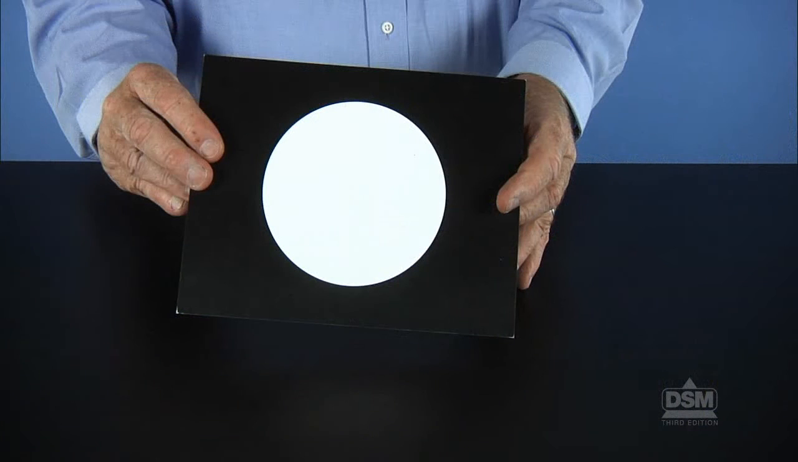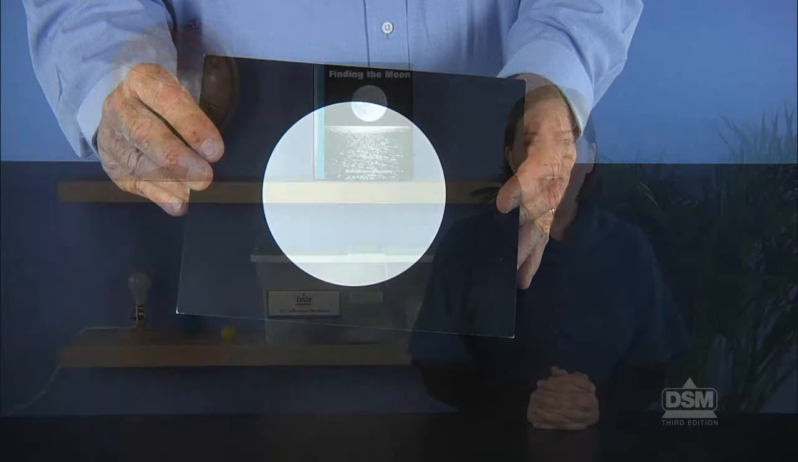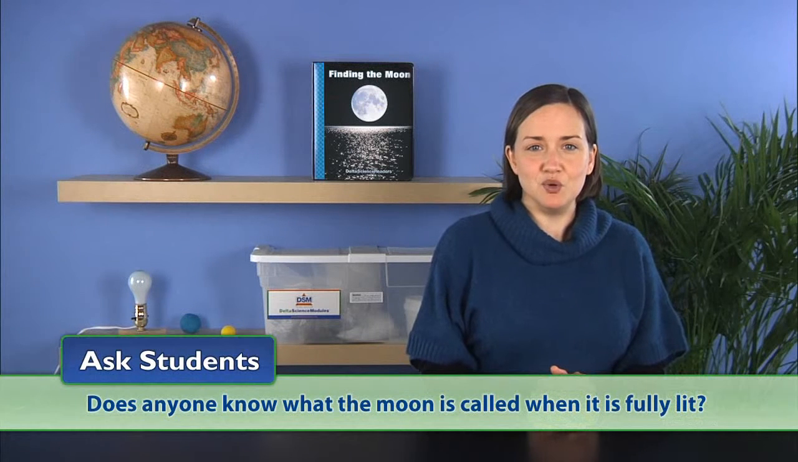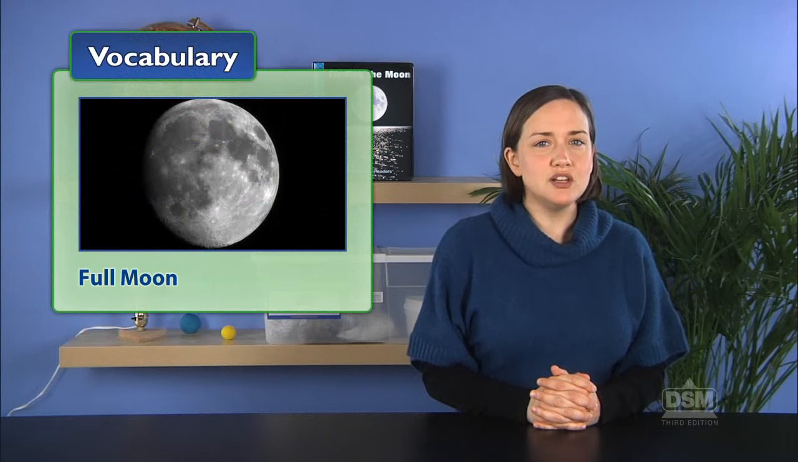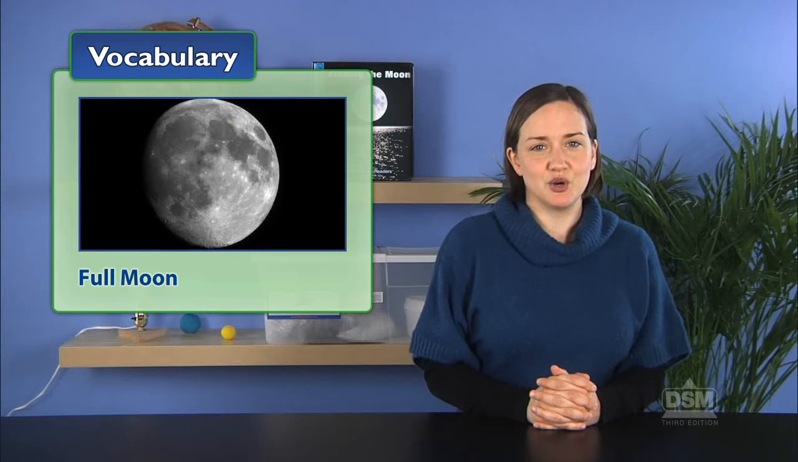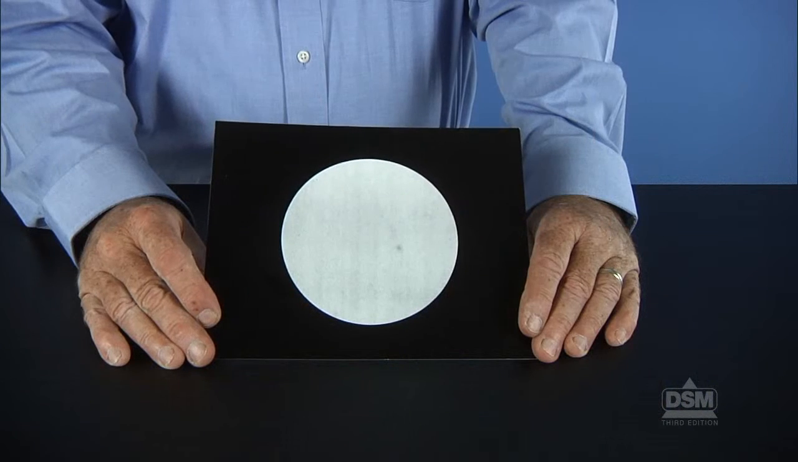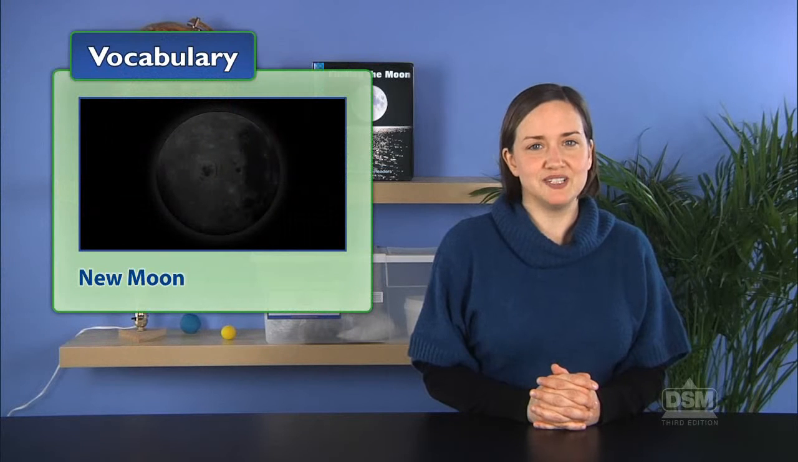Point out the card showing the fully illuminated disk. Ask students, does anyone know what the moon is called when it is fully lit like this? Many students will be familiar with the term full moon. Explain that a full moon is the phase in which all of the sunlit side of the moon is visible from Earth. Next, point out the card showing only the trace outline of the moon. Inform students that this is called a new moon when no part of it is lit.